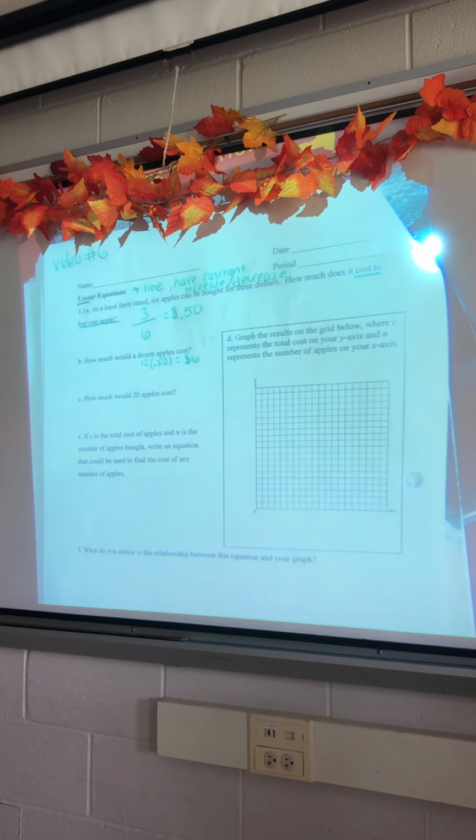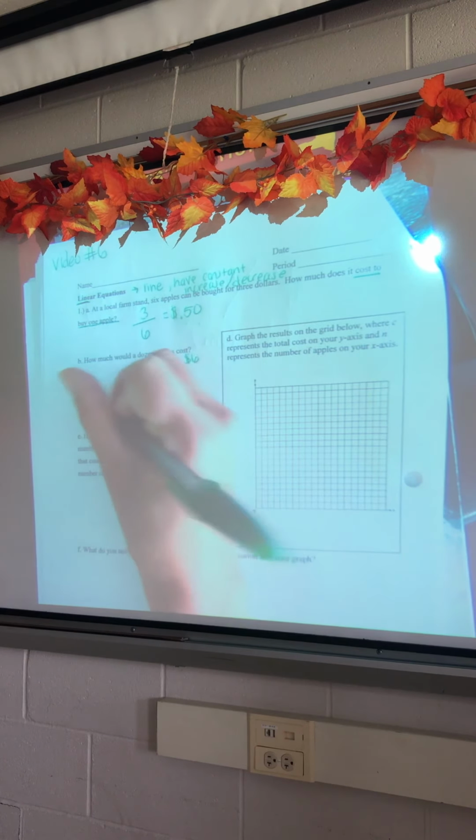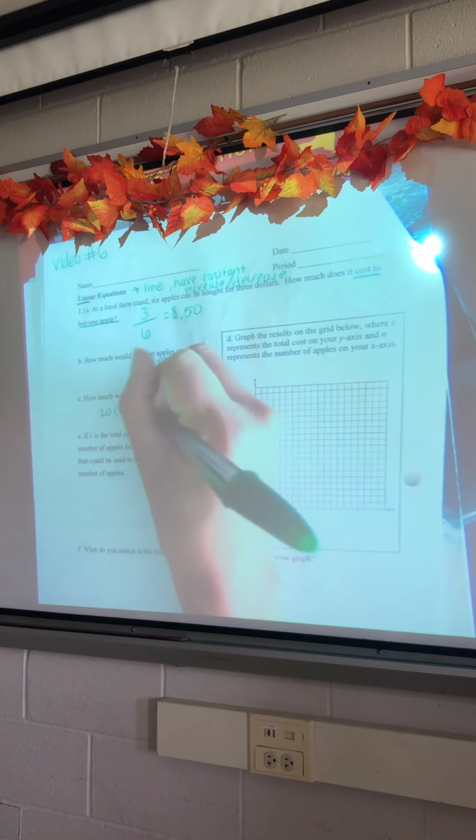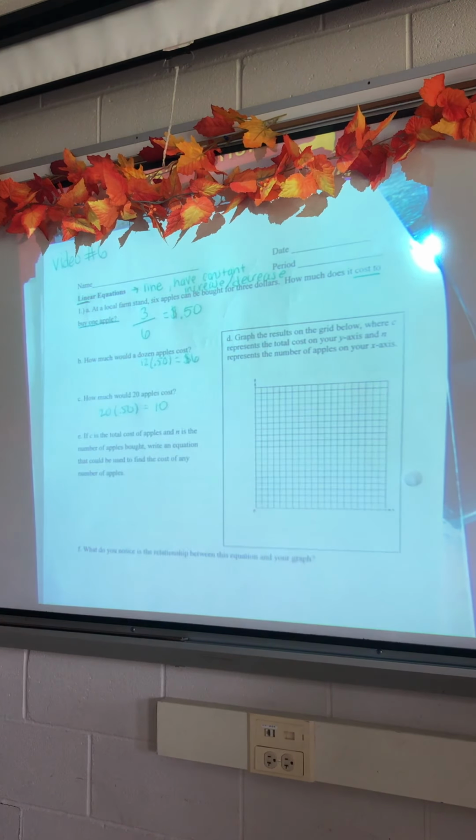I'm going to give you about 10 seconds to go ahead and try part C. It says, how much would 20 apples cost? So right now, you are working on part C. How much would 20 apples cost? And if you said $10, that is correct, because we're taking 20 apples. They cost 50 cents per apple, so that would be $10. You can put the dollar sign, you do not have to, but you can if you want to.